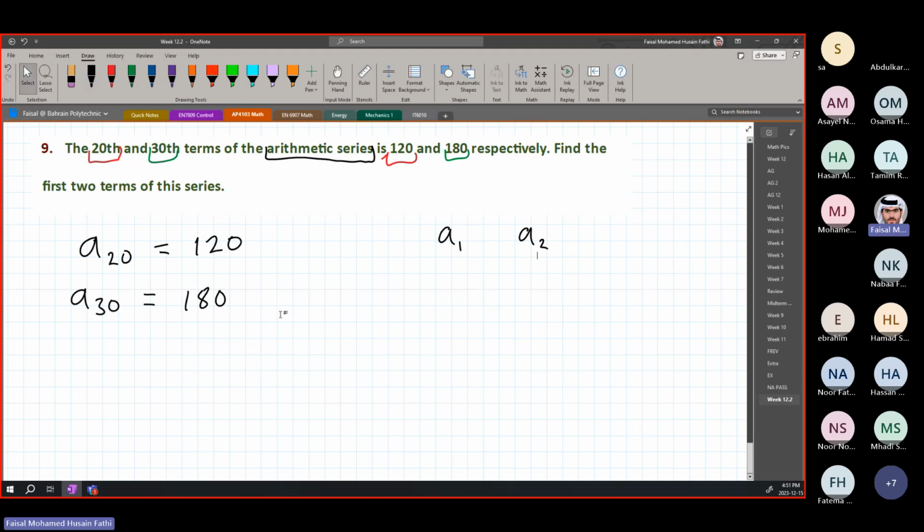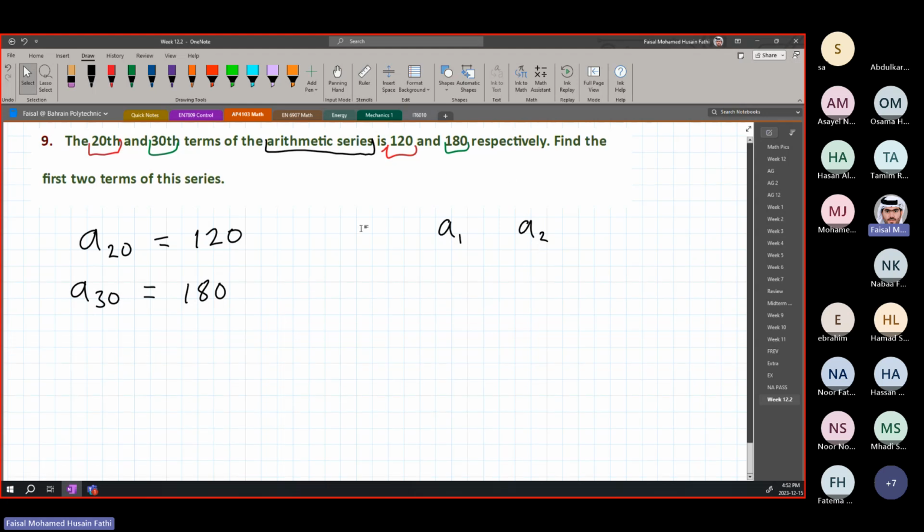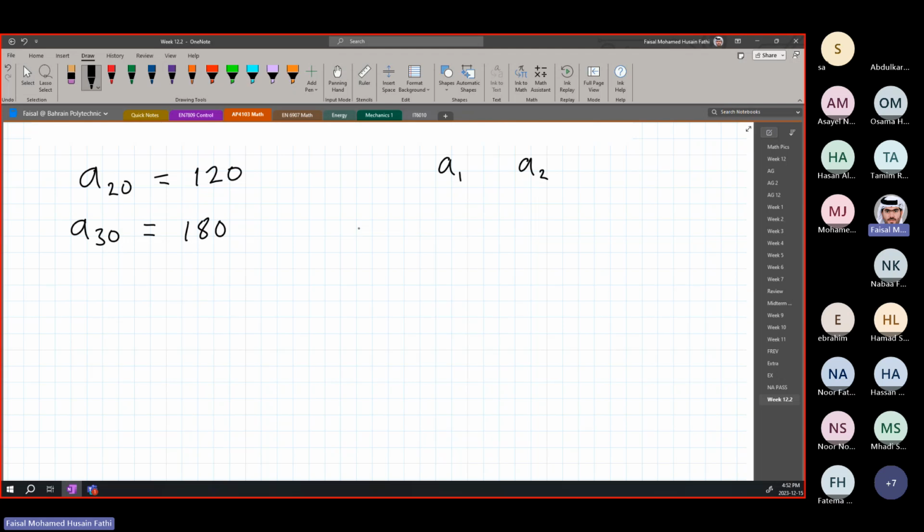Again, everything you know will always go back to the two equations I said at the beginning. There is no sum here. We're not dealing with sum, so we're not using Sn. We will only use An. All right? So we know that An is equal to A1 plus n minus 1 times d.